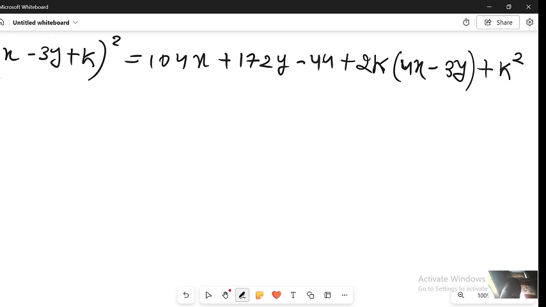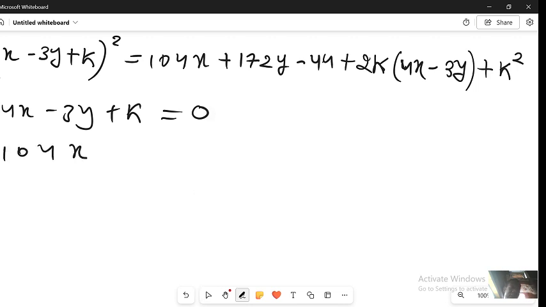Now if I try to develop this one, I will get this line, 4x minus 3y plus k equals 0, and I get the line 104x plus 172y minus 44 plus 8kx minus 6ky plus k squared.